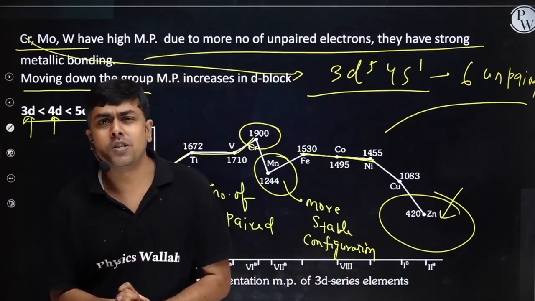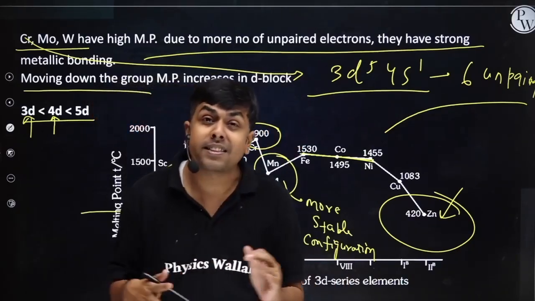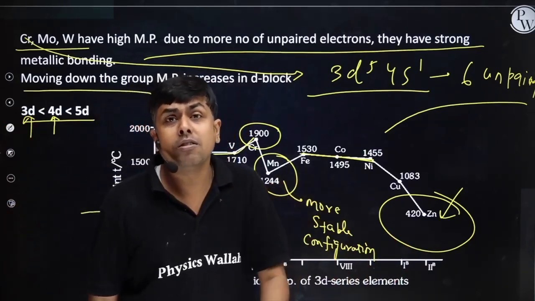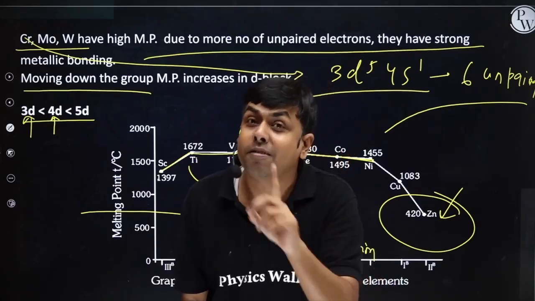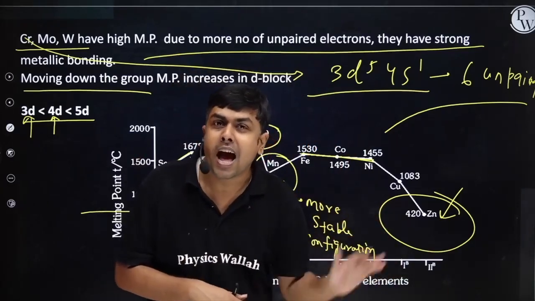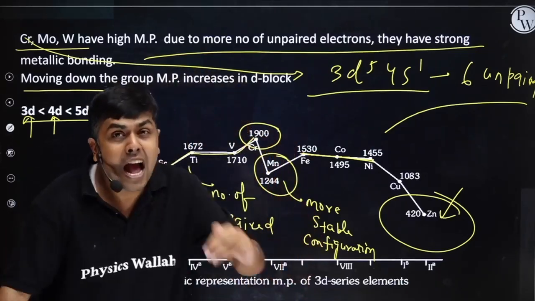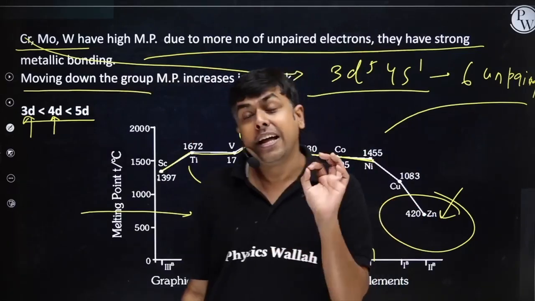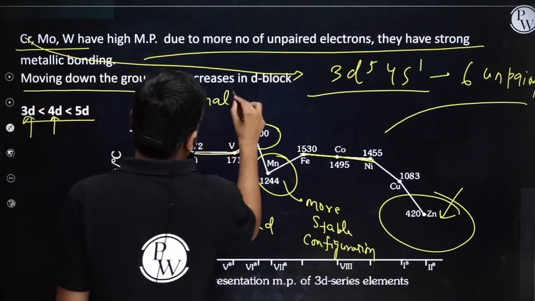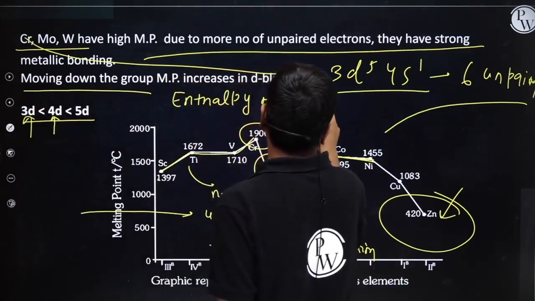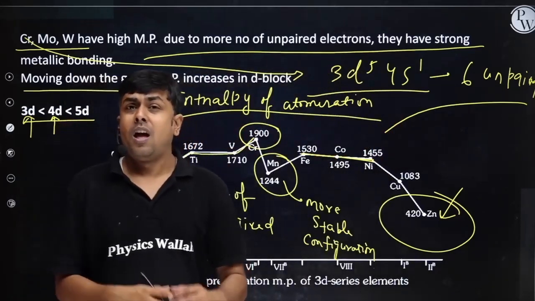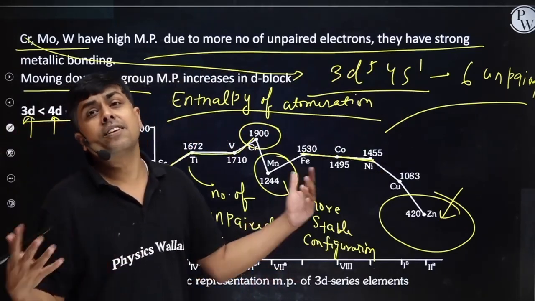Student, here only we study one more terminology, and that is enthalpy of atomization. Just like melting point, this enthalpy of atomization also depends on the strength of metallic bonding. And this strength of metallic bonding depends on the number of unpaired electrons. So more is the number of unpaired electrons, higher will be the strength of metallic bonding, and higher is the strength of metallic bonding, higher will be the enthalpy of atomization. Enthalpy of atomization, let me write here itself. Can you define it? Enthalpy of atomization: the amount of energy required to convert a pure element into its gaseous, isolated gas state.